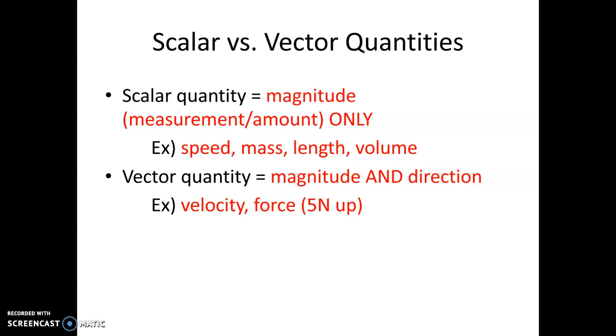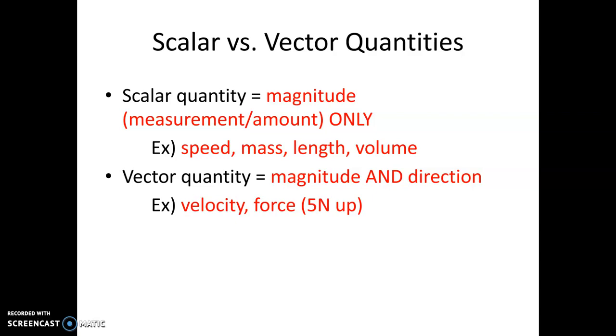This is different from vector quantities that have a magnitude and a direction. So velocity, say going 5 meters per second toward the door, or force that we're going to start talking about soon, 5 newtons of force up. You have to talk about the direction. That's what makes it a vector. And those will be represented by arrows later.